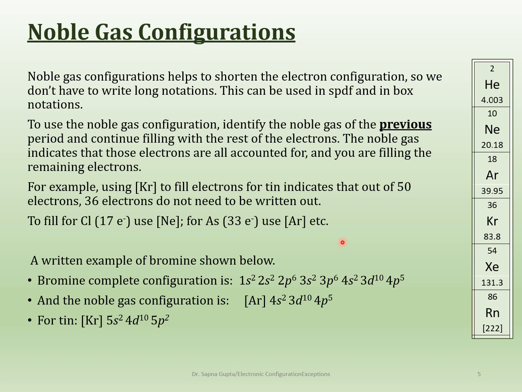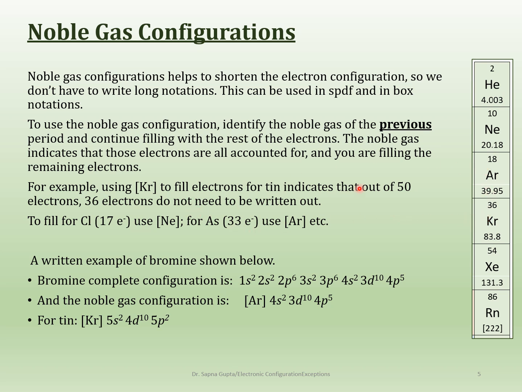And this has nothing to do with the core and the valence, by the way. This is completely different, so don't confuse the two things. Okay, noble gas configurations, you are just taking the noble gas before the element. That's all it is. So for example, if you're filling for chlorine, which has 17 electrons, 17 means you cannot use argon, you have to use neon. Okay, for arsenic, which is 33, you're going to use argon for that.